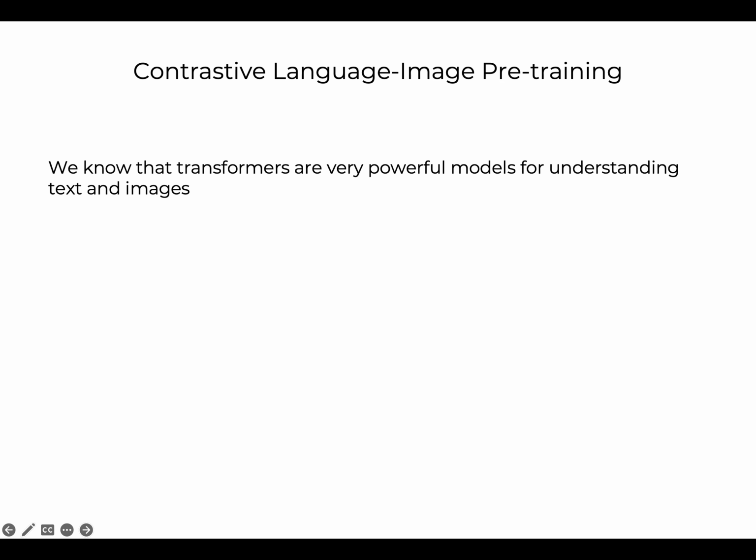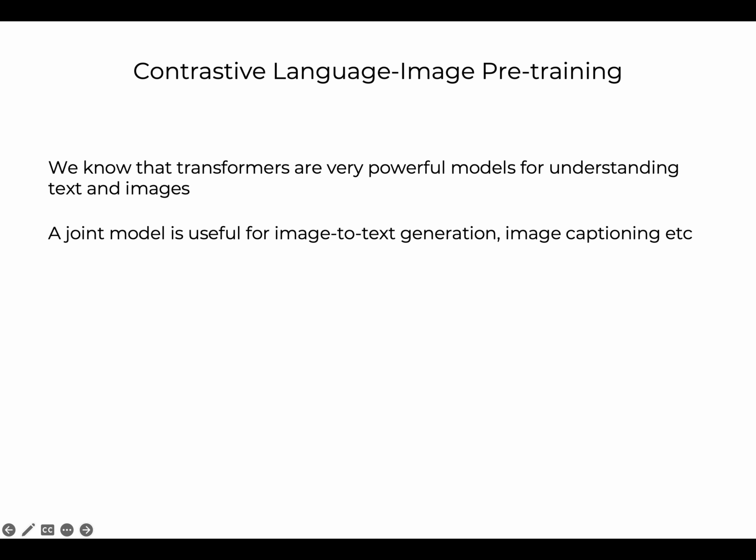So we've seen that transformers are probably the most powerful models we've got for understanding text and images, and a joint model is useful for tasks like image to text generation. So if we want to condition generative models to create text from image or image to text, or if we want to do image captioning or something like that. So the question is, where can we get training data to train a joint model?